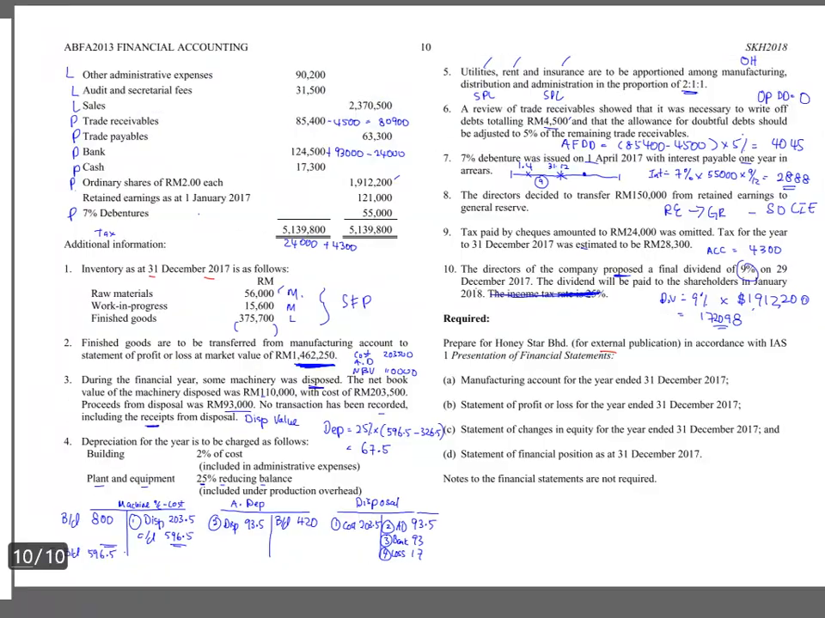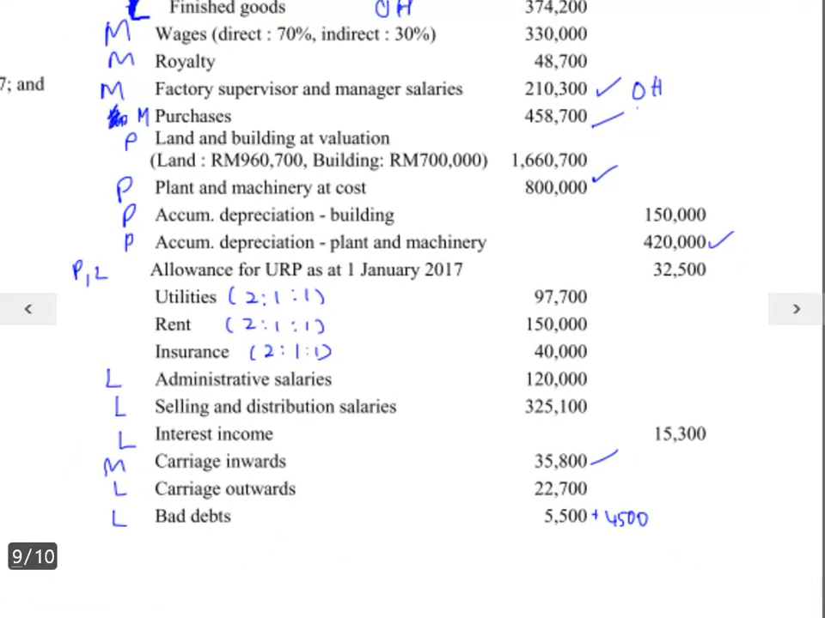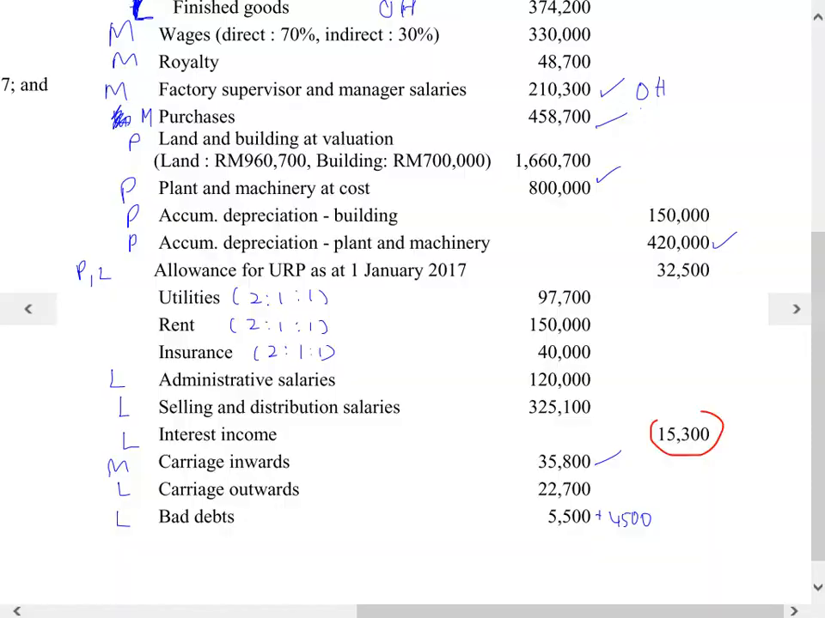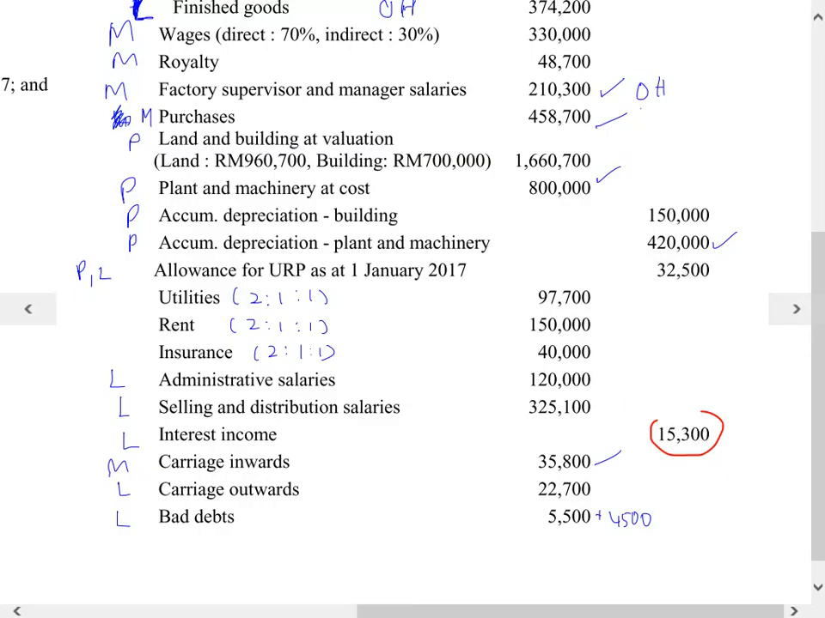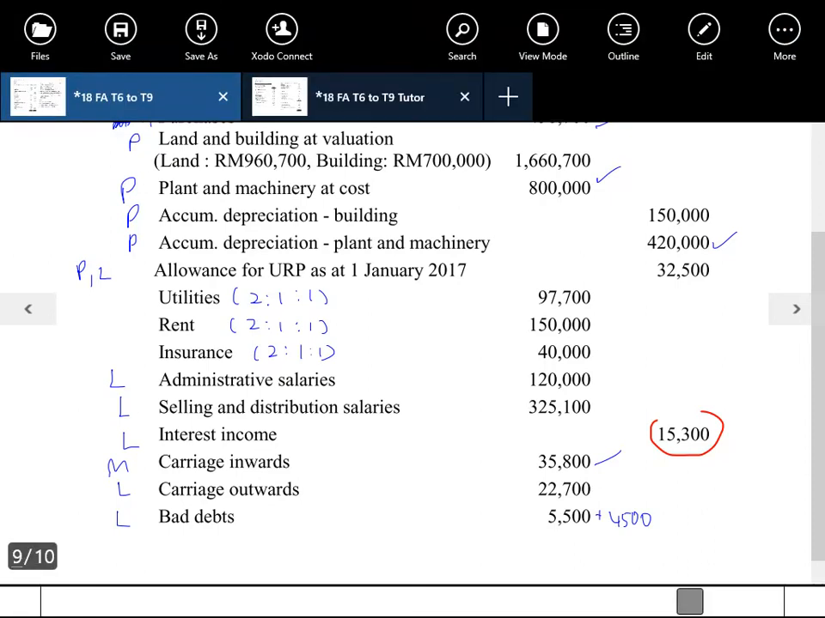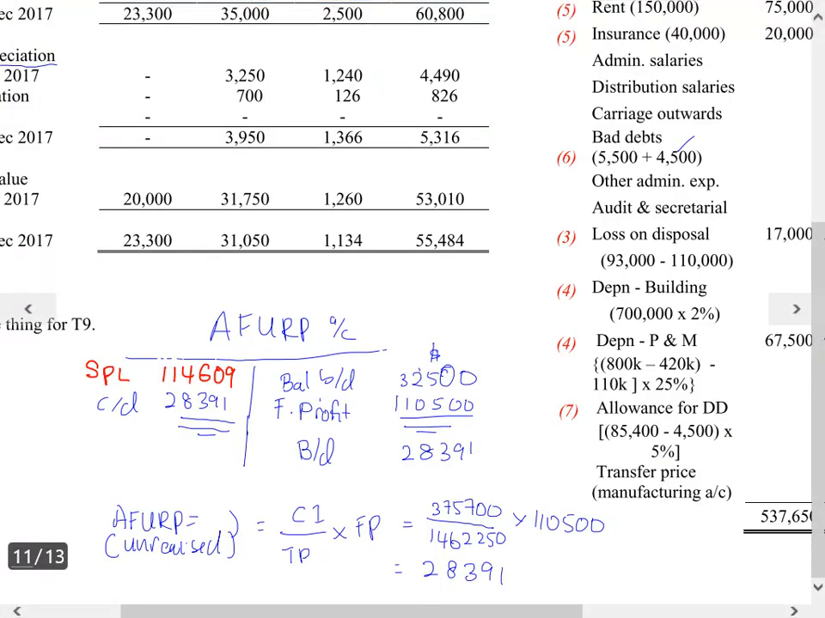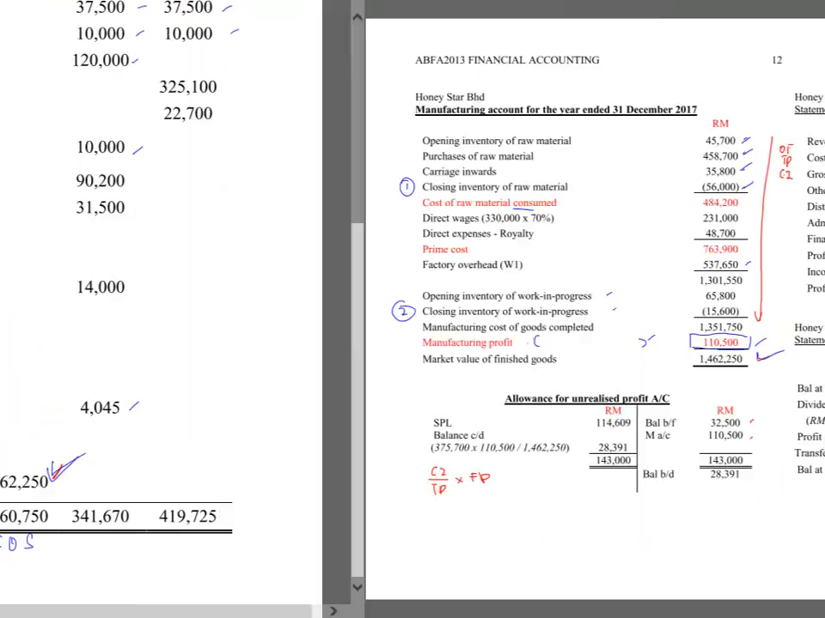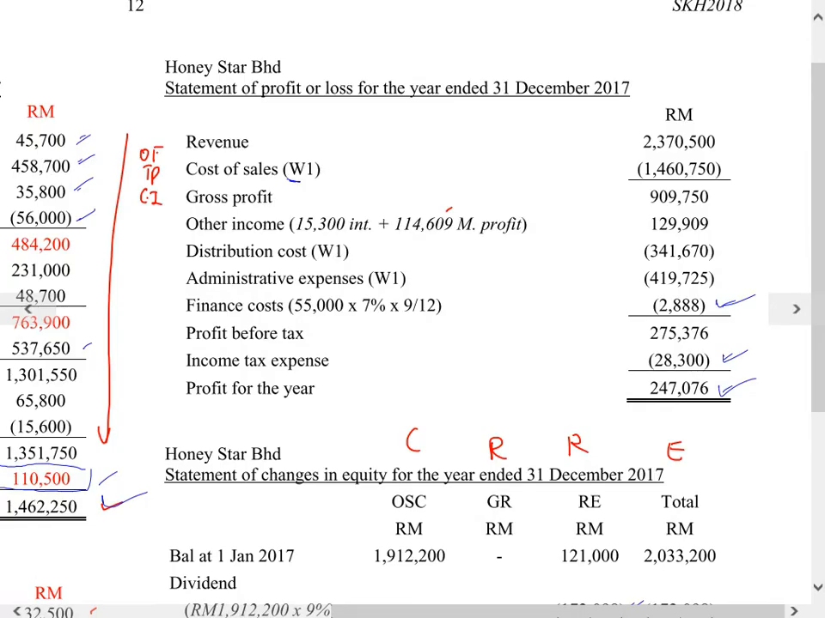Now, this question, you have one other income, do not know what is it? Yeah, interest income, other income. And we got one 15.3, and we have one more here, 114. So answer, the interest income plus the 114. Put it in other income at your gross profit.